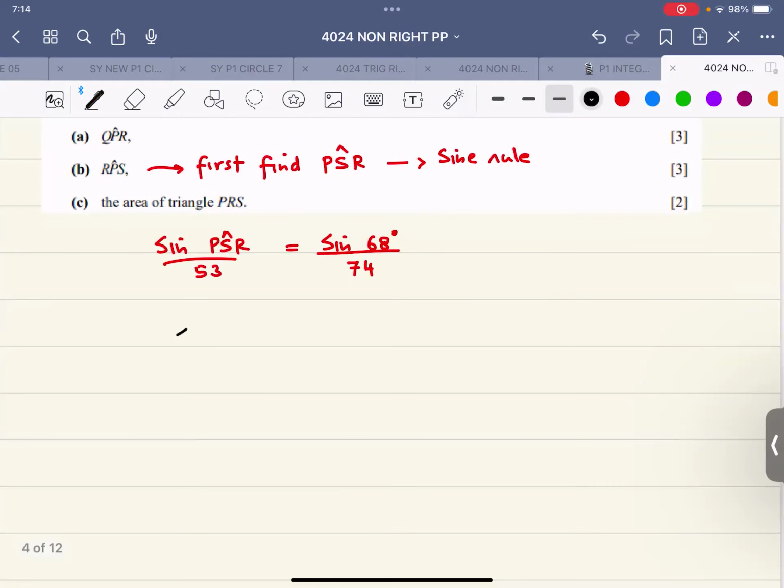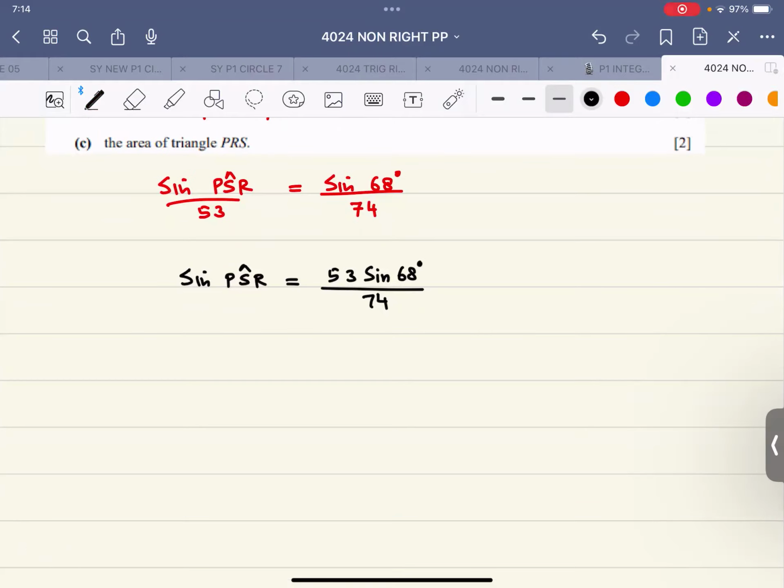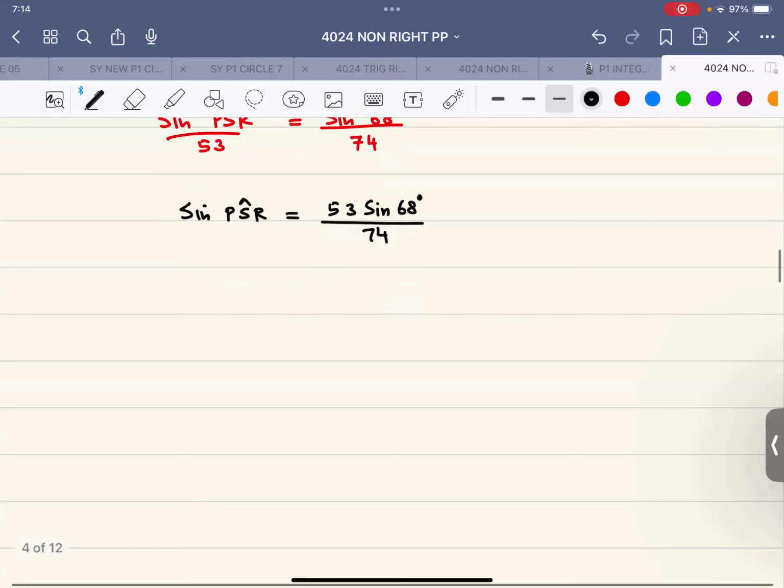Again, first simplify. Sine of PSR equals 53 sine 68 degrees divided by 74. Now let me grab the calculator. Sine of 68, using the sine button, multiplying with 53, dividing by 74. This comes out to be 0.6641. This is sine of PSR.